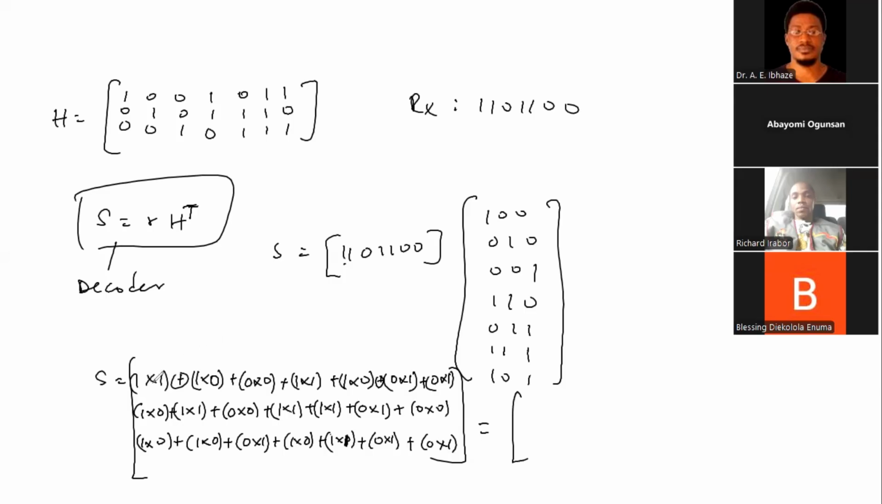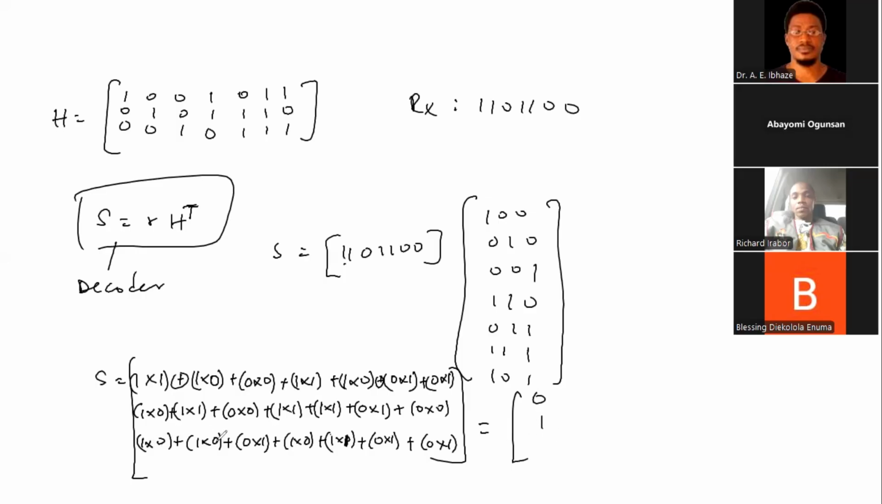So this is 1 plus 0 is 1, plus 0, 1 plus 1, 0 plus 0, 0 plus 0 plus 0. So the first is 0. Then this is 0 plus 1, that's 1 plus 0, 1 plus 1, 0 plus 1, 1 plus 0, 1 plus 0, 1. And so we already know there's an error here because it's not all zeros.